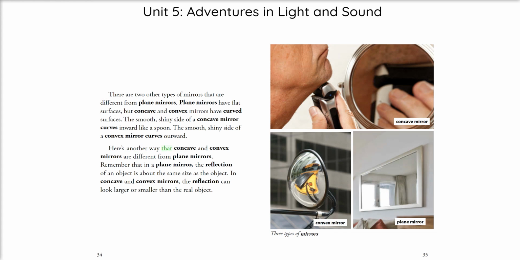Here's another way that concave and convex mirrors are different from plane mirrors. Remember that in a plane mirror, the reflection of an object is about the same size as the object. In concave and convex mirrors, the reflection can look larger or smaller than the real object.